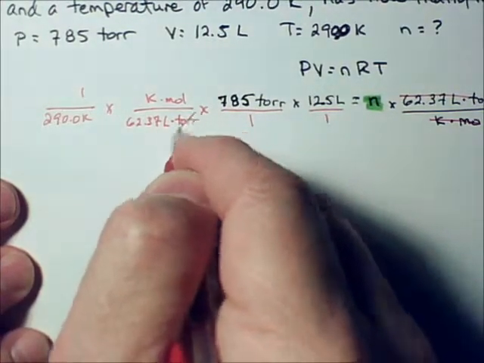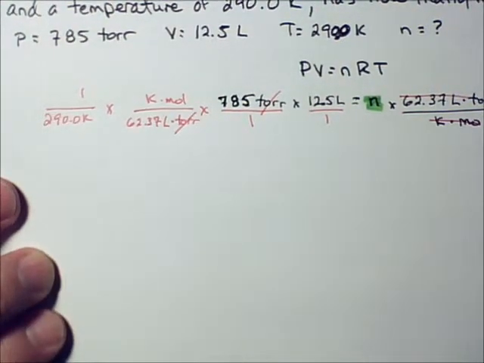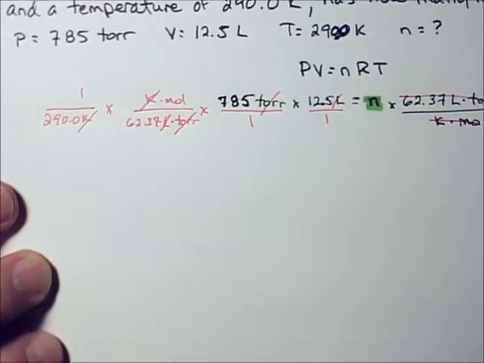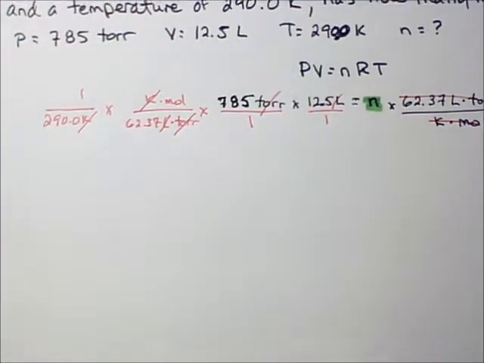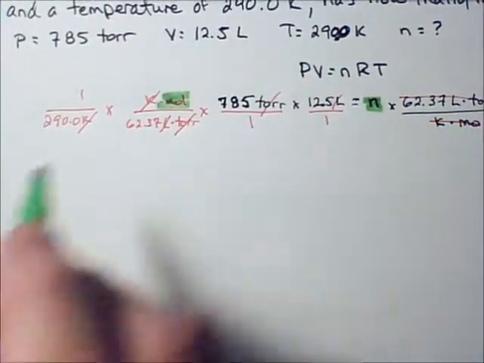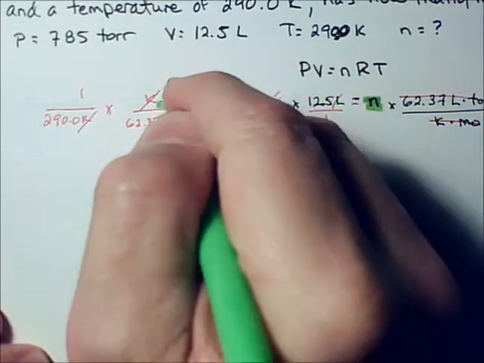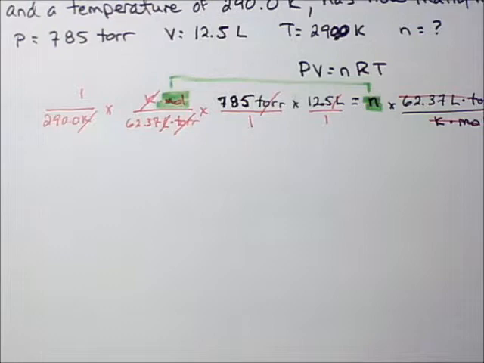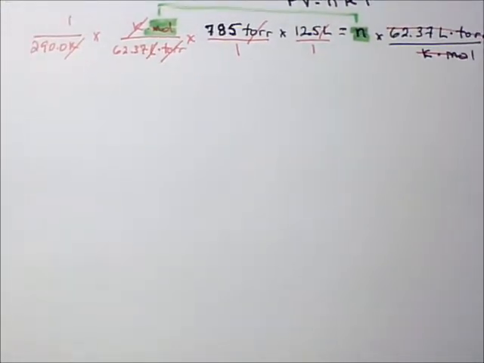Torr goes away, top and bottom. K can go away. Anything else? Liters can go away. What do we have left here, and what does that measure? It measures what we're looking for over here: moles. That's what we're looking for, isn't it? We are ready to plug it into the calculator. It's that simple.